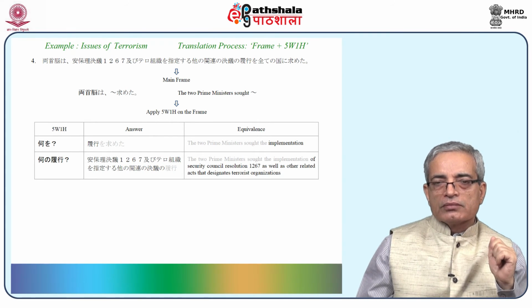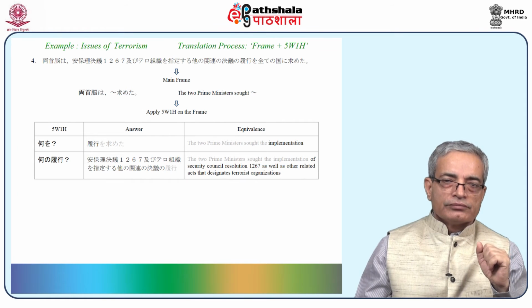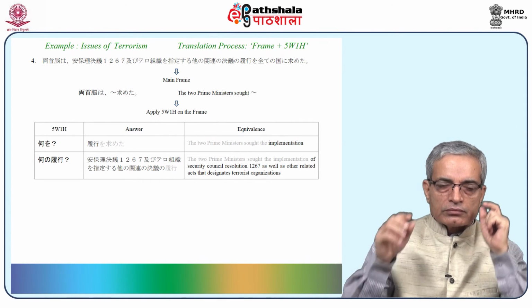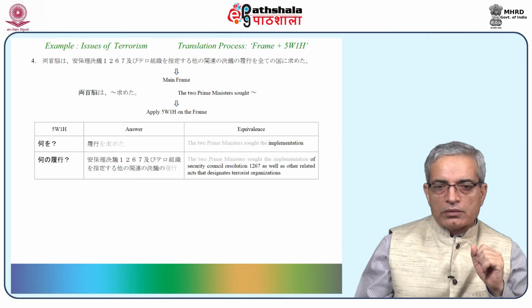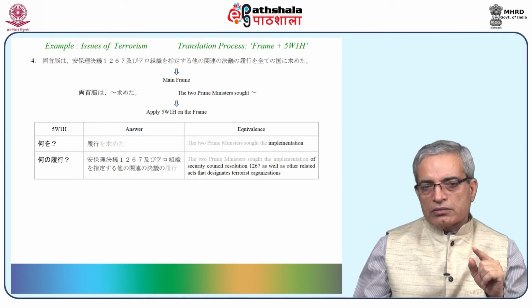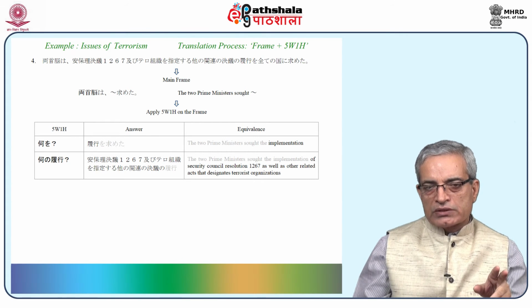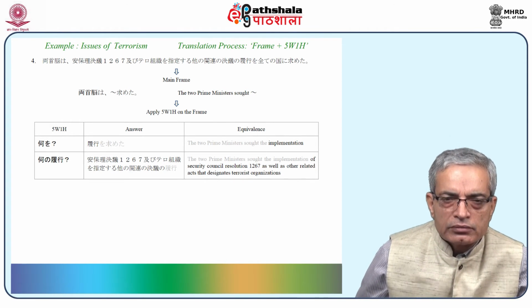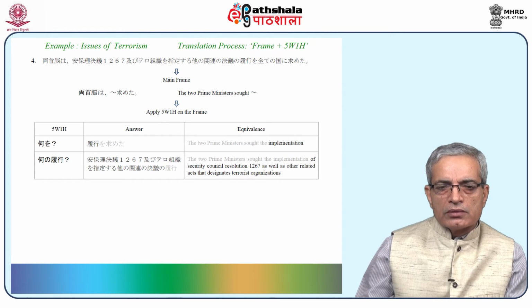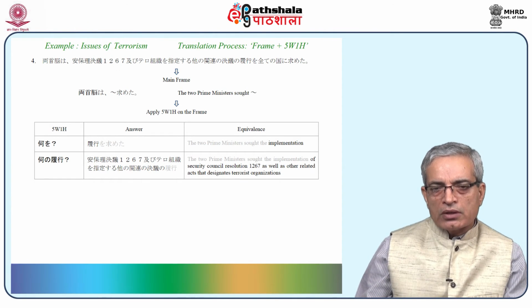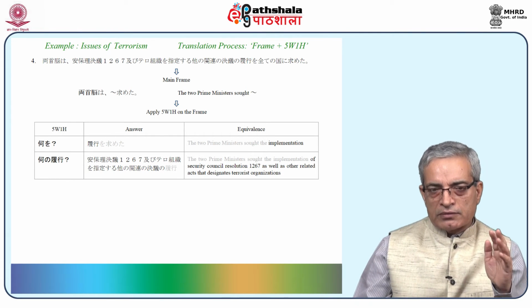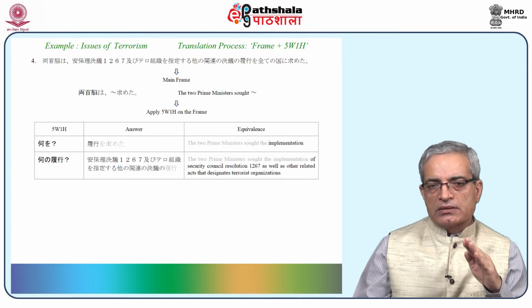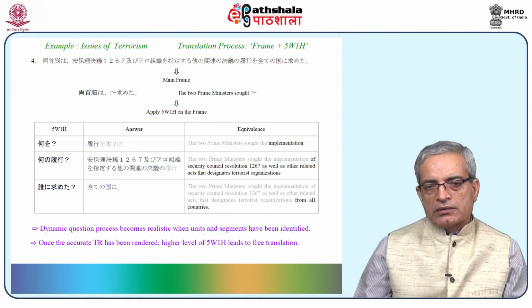Nan no riko? Anpo ni ketsugi 1267 oyobi tero soshiki no shitei suru hoka no kanren no ketsugi no. Okay, so it's ketsugi no riko o motometa, and there are the 1267 resolution and the other is tero, what is that? Tero soshiki o shitei suru hoka no kanren no ketsugi. Okay, so one is specific, 1267, the other is other ketsugi. Okay, dare ni motometa desu ka? Subete no kuni. Subete no kuni.